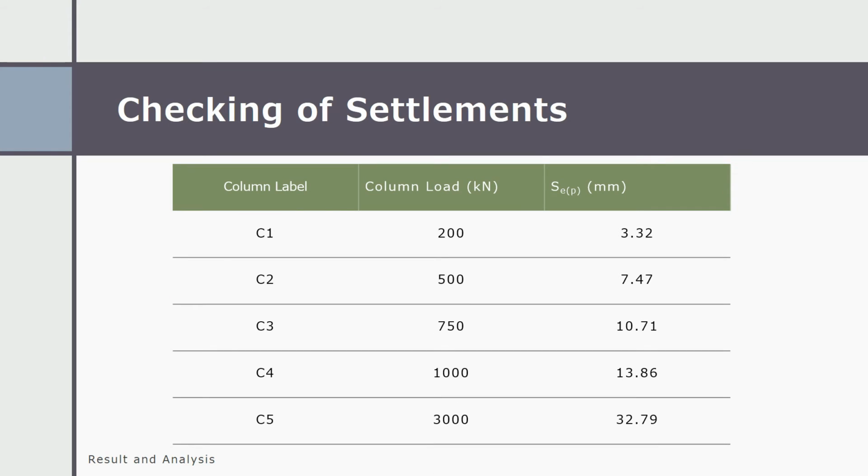This table shows the summary of the overall result from the checking of settlements for each column, which is C1, C2, C3, C4 and C5. And the highest value of settlement is 32.79 mm for the highest column load, which is C5.